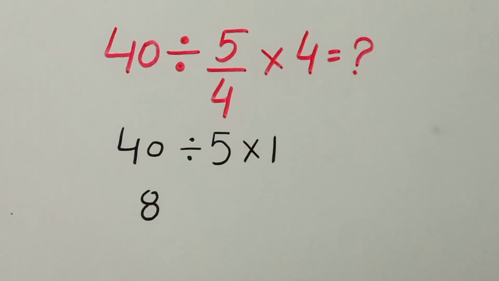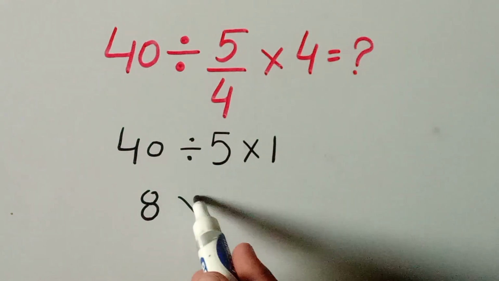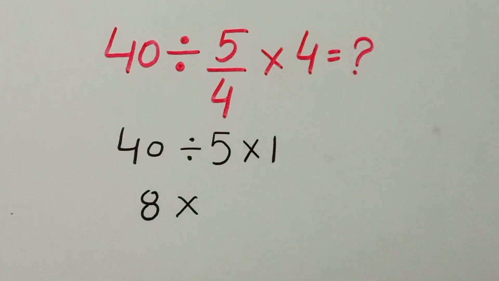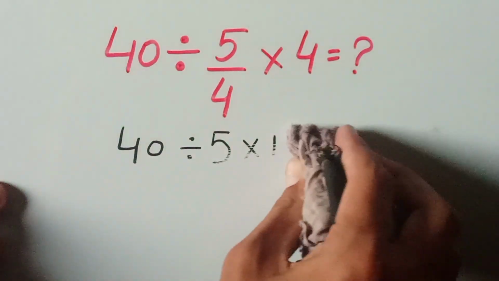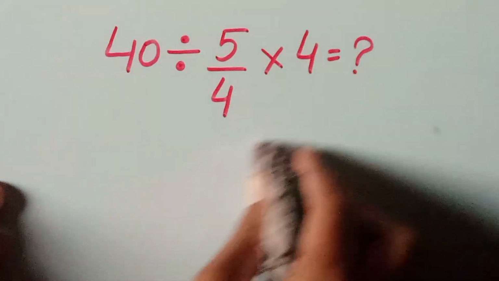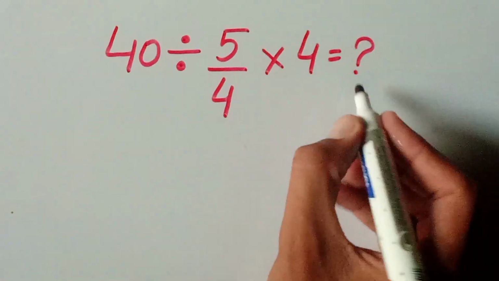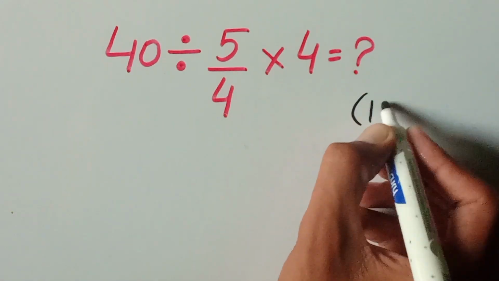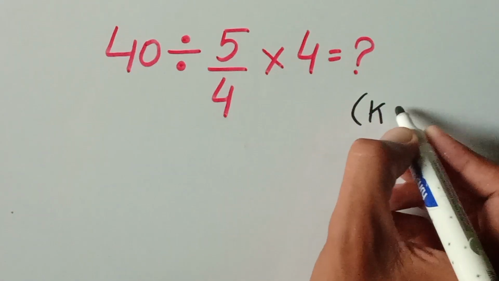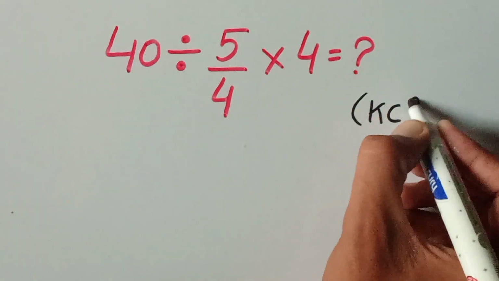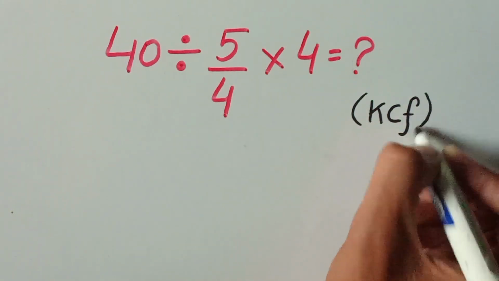But guys, this answer is not correct, because of the order of operations, which is PEMDAS, which I explained to you before. Now guys, one thing to remember is the KCF rule, where K stands for keep, C stands for change, and F stands for flip.